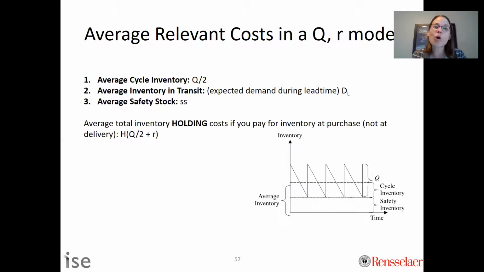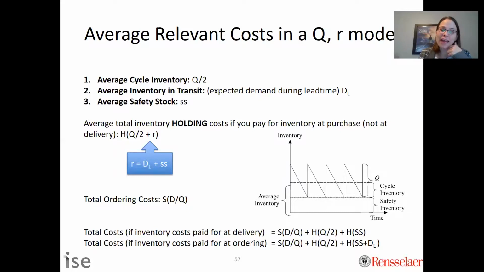And so if we want to know the total relevant cost in terms of holding costs, if you pay for inventory at purchase, meaning everything in transit you've already paid for, your holding cost would be Q over 2 plus R. And remember, R is the expected demand during lead time, D of L, plus the safety stock. So it's basically all three of these summed up if you pay for inventory when you place the order. Some people don't pay for inventory until it shows up. If that's the case, then you aren't paying for the D of L, because that hasn't gotten to you yet. You're only paying for the safety inventory and then half of this Q over 2, because sometimes you have Q and sometimes you have 0. So on average, you have Q over 2. And safety inventory or safety stock, remember, is an expected value by definition.